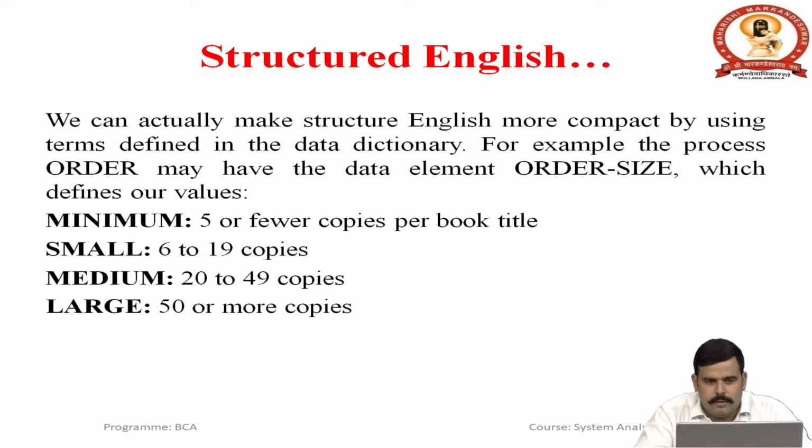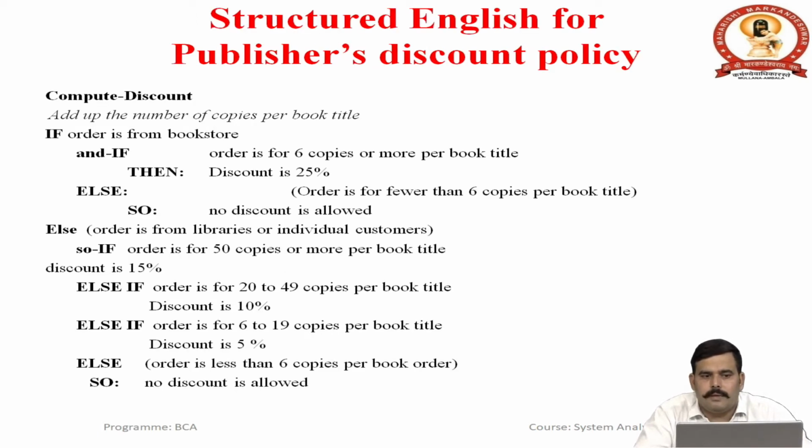Now we will move to the structured English for the publishers discount policy, in which we have two types of customer, the bookstore, and the individual or library, and we have different policy criteria. On the basis of the fulfillment of these conditions, we will apply the discount for the library, individual or bookstore. That is the structured English on the screen, and we have some if, then, else and so statements.